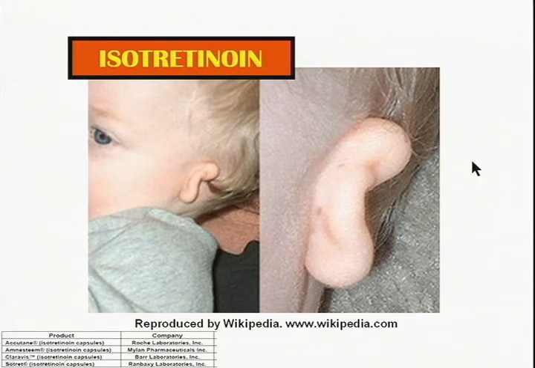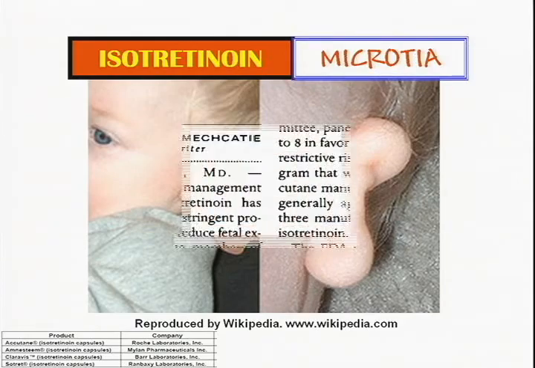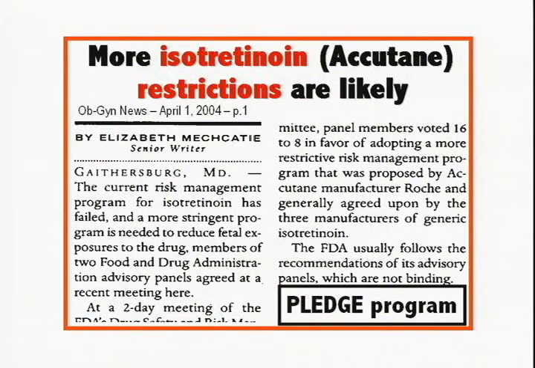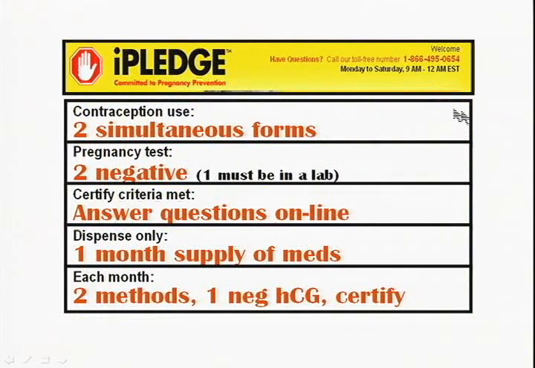Unfortunately, it's not just the ear. There are all kinds of other malformations, particularly of the heart. And the FDA, Food and Drug Administration, is very concerned about this and bringing about some major restrictions on the use of Accutane. If a patient wants to use Accutane, they have to pledge that they are going to follow certain guidelines or they will not be prescribed it.